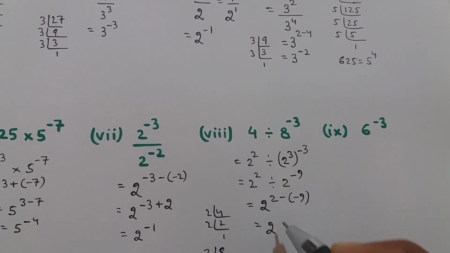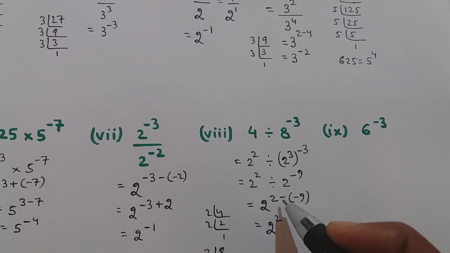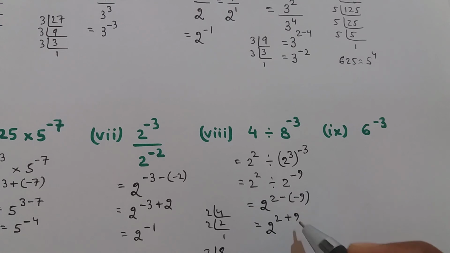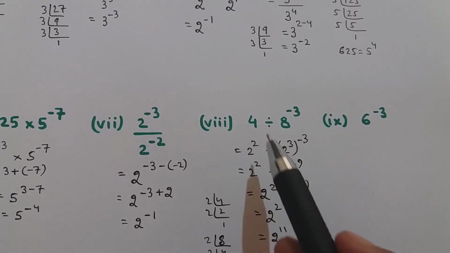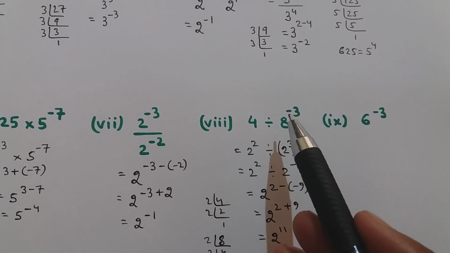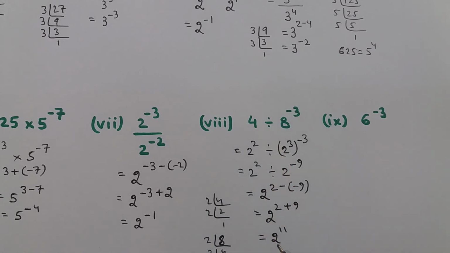So it will be 2 raised to the power 2, minus into minus is plus, so plus 9, and that is equal to 2 raised to the power 2 plus 9, which is 11. So 2 raised to the power 11. So 4 divided by 8 raised to the power minus 3 can be written as a power of 2, and it is 2 raised to the power 11.